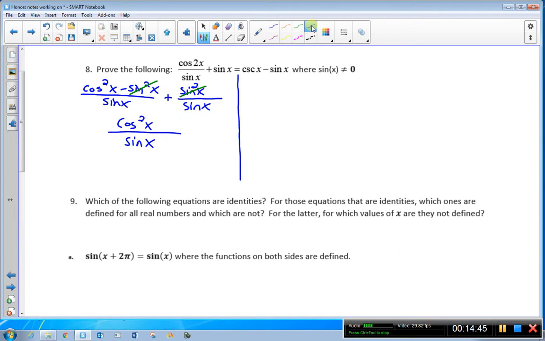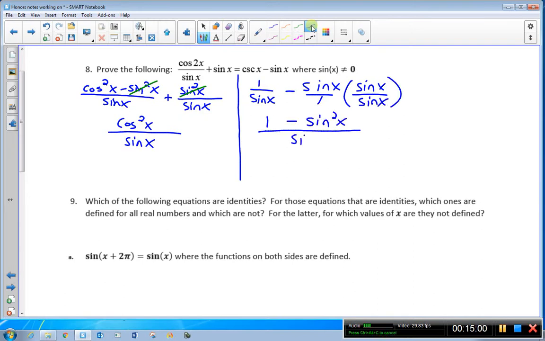On the right-hand side, I'm going to go with 1 over sine x minus sine x over 1. Again, I need to have that common denominator. So I'm going to go with 1 minus sine squared x all over sine x. And we know from previous that 1 minus sine squared is equal to cosine squared. So that's cosine squared over sine x. They are the same. You could go farther with cotan, but you don't need to.